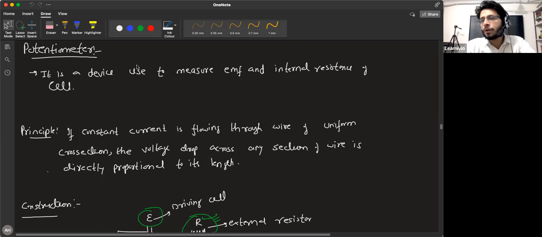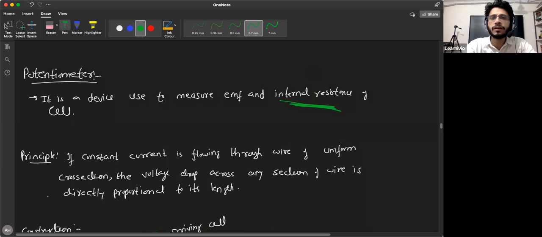On the other hand, potentiometer is a device which doesn't have error. You can calculate exact voltage from a potentiometer. The reason is potentiometer does not withdraw any current from the circuit. It's a device used to measure EMF and internal resistance of the cell. We don't directly measure internal resistance. We measure EMF, and through EMF, we can measure the internal resistance of the cell.